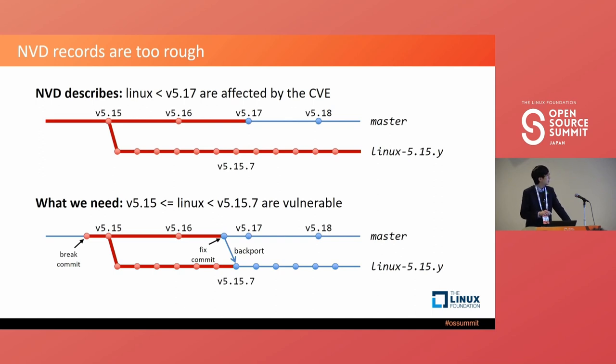In the above figure, the red line shows the range of vulnerable versions determined by the CPE search tool. In the lower figure, the red line is the actual version range containing the vulnerable code. In this example, the fix for the version 5.17, this one, is backported in version 5.15.7, this one. However, the CPE search tool incorrectly reports versions prior to 5.17 as vulnerable, including all versions of the stable branches.